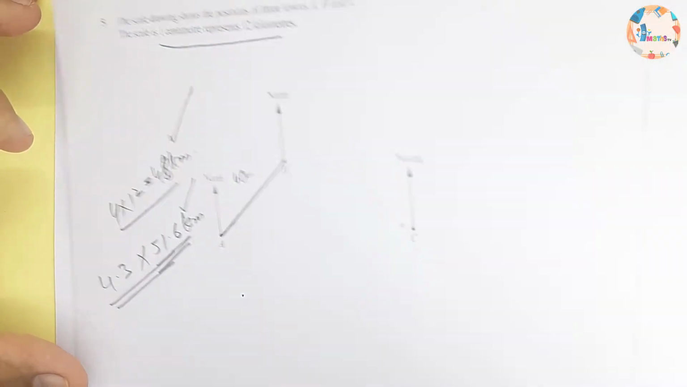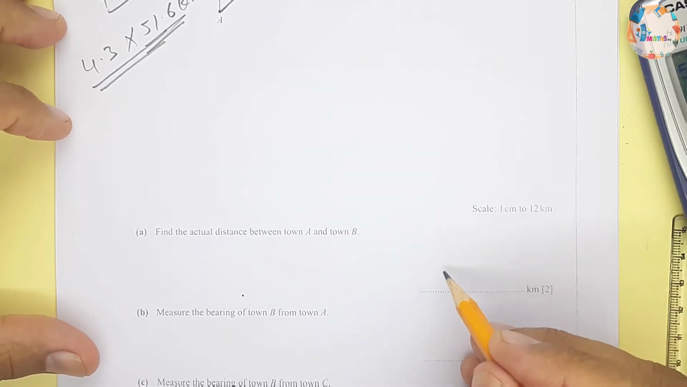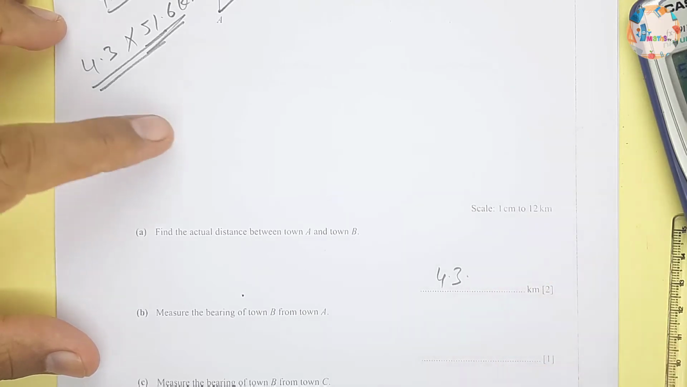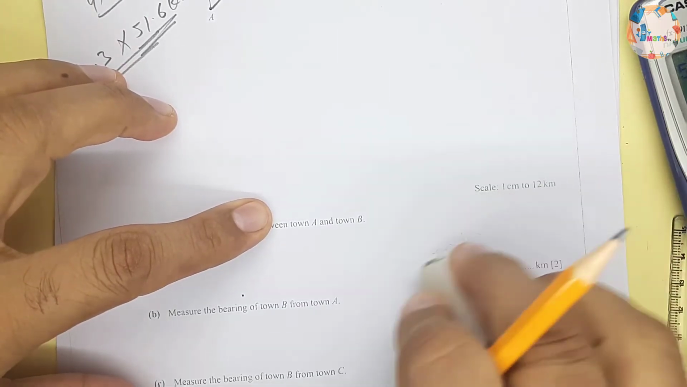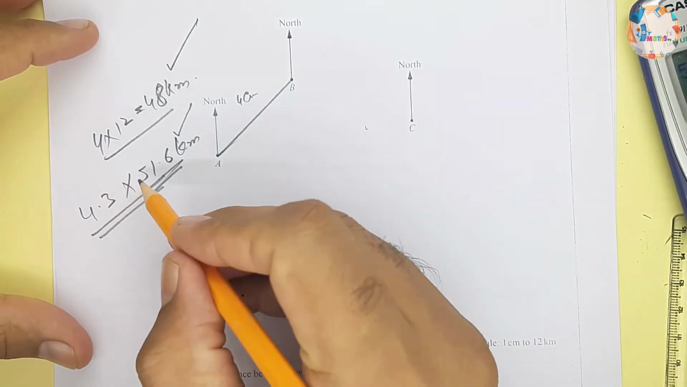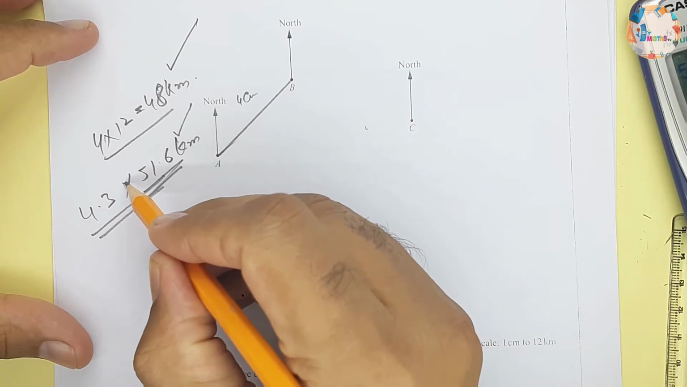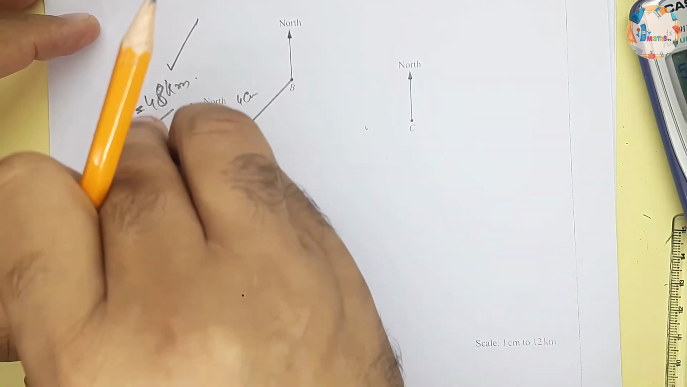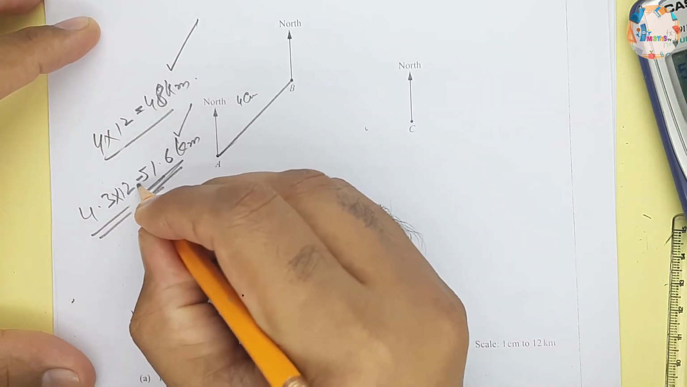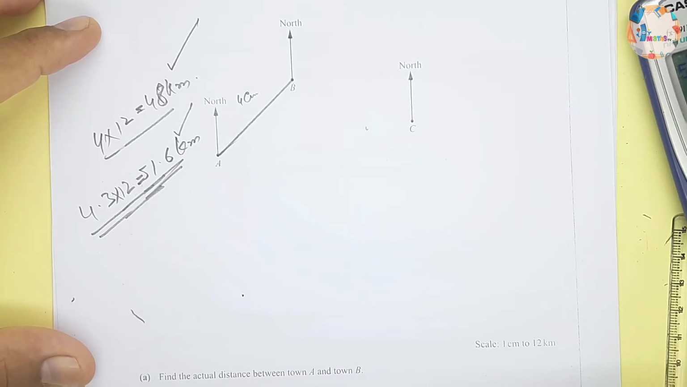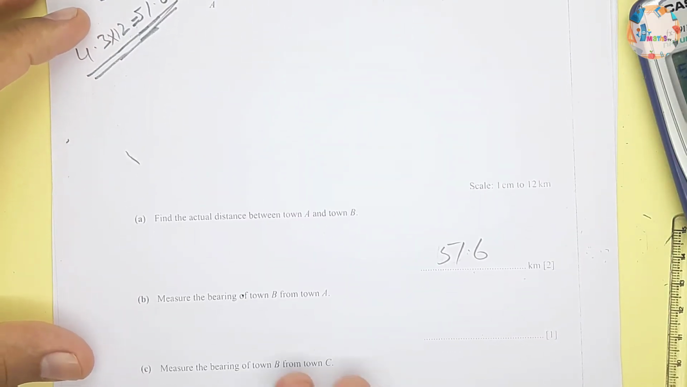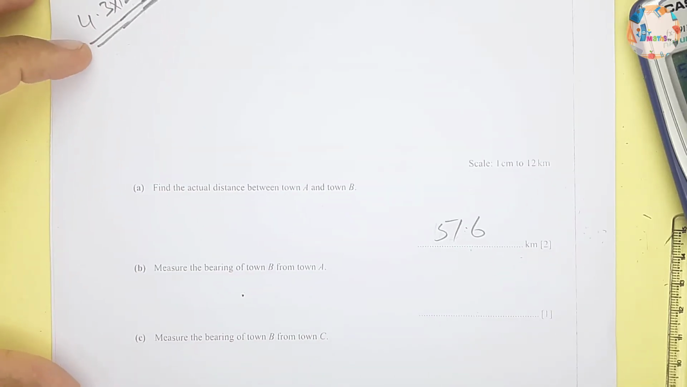I will be writing here the marking scheme calculations so that you will not be confused, but I have given you the complete calculation. I have made a mistake over here. This should be multiplied by 12, and this will be multiplied by 12 and equal to 51.6. So 51.6 I'm reflecting over here so that you will not be confused.